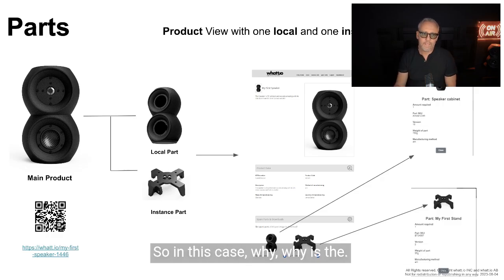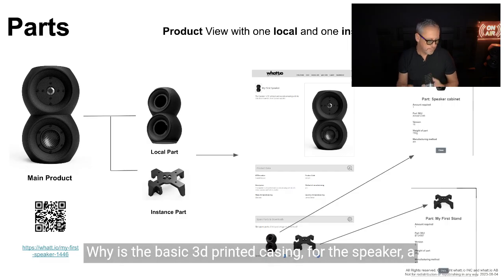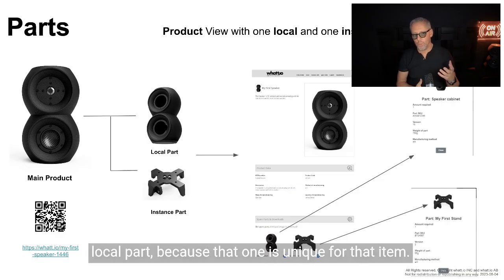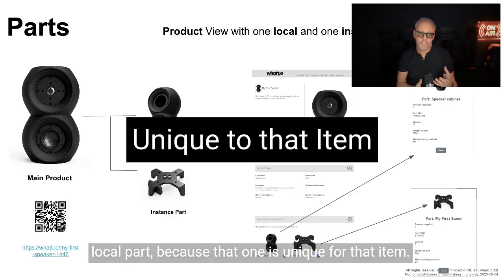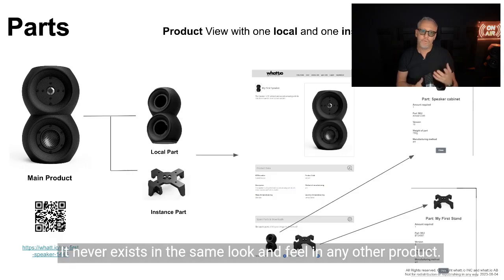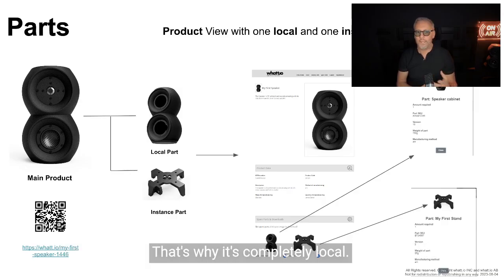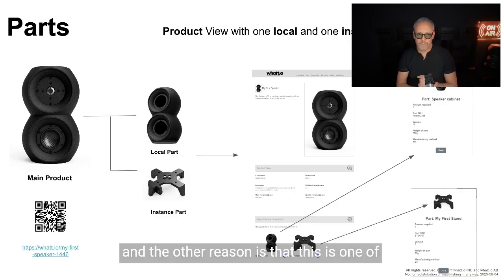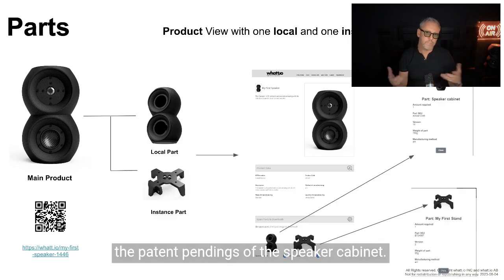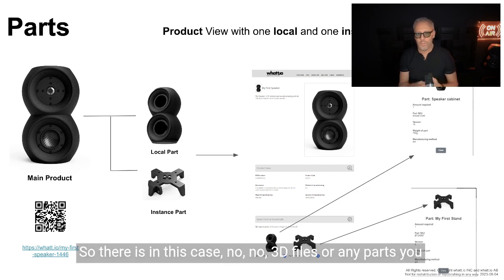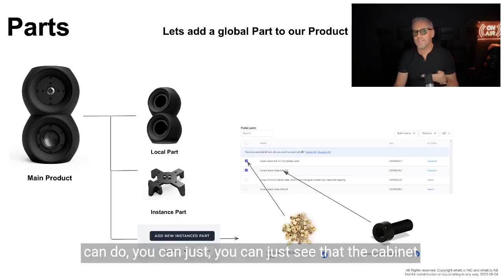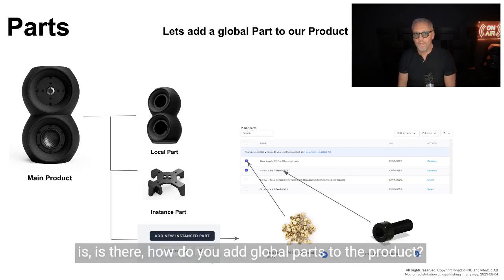So in this case, why is the basic 3D printed casing for the speaker a local part? Because that one is unique for that item. It never exists in the same look and feel in any other product. That's why it's completely local. And the other reason is that this is one of the patent pendings of the speaker cabinet. So there are, in this case, no 3D files or any parts you can get. You can just see that the cabinet is there.